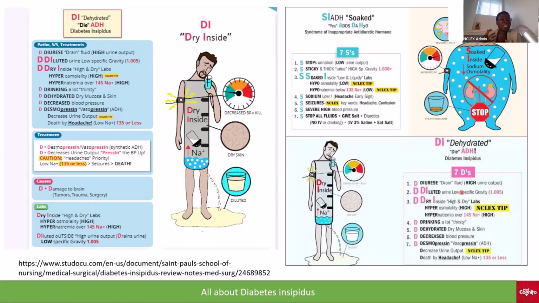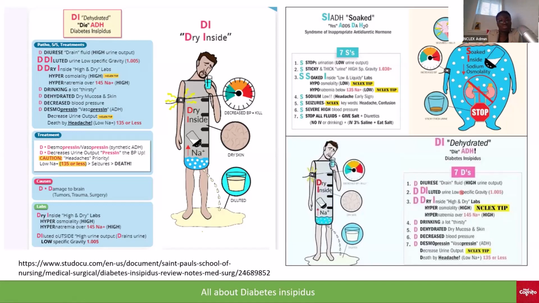ADH tells you to keep your urine. So if you have too much ADH, what will happen? You're going to keep all your water. So the client will become soaked inside and ballooned. So just picture this cartoon here, soaked inside and ballooned. So instead of the client peeing a lot as in diabetes insipidus, for SIADH, a low amount of urine. The client is so stingy and keeping all the urine.